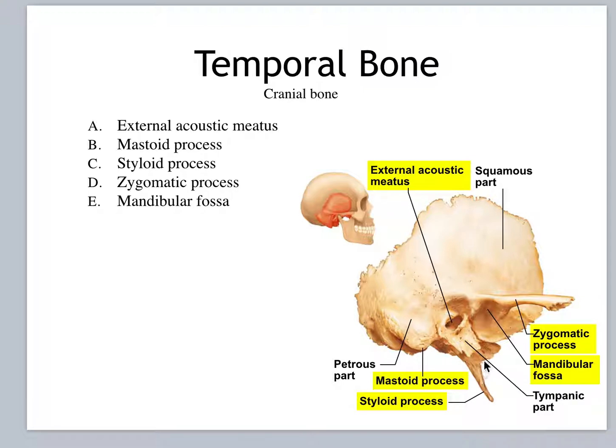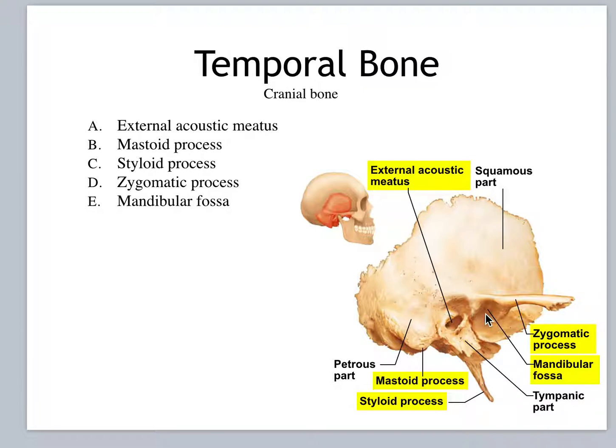There's a zygomatic process, which is this area here that reaches out and interacts with the zygomatic bone, which forms the cheekbone. You see in the picture here, this all kind of forms an arch. There's a zygomatic process. It connects to the zygomatic bone. And there's the mandibular fossa, where the mandible, or the lower jaw, articulates with the temporal bone.